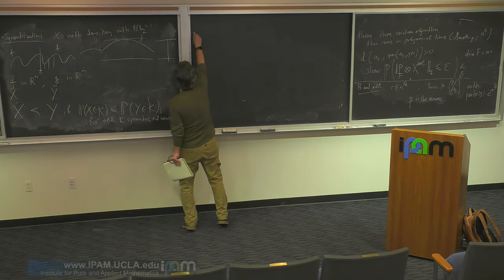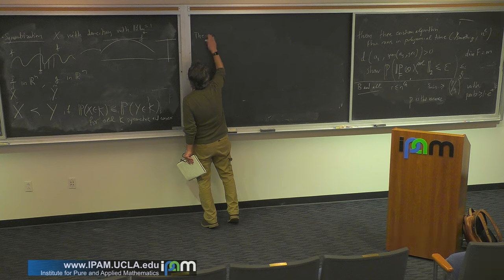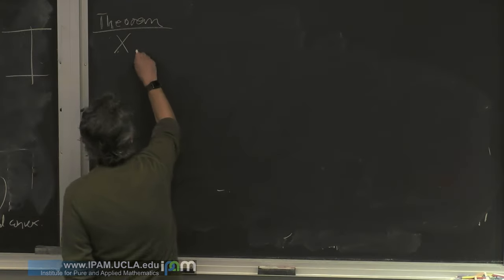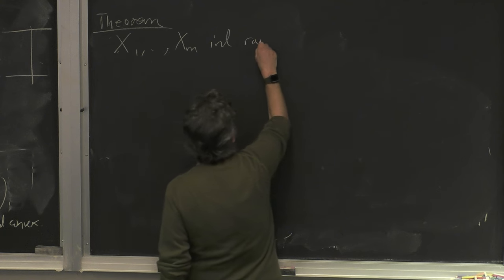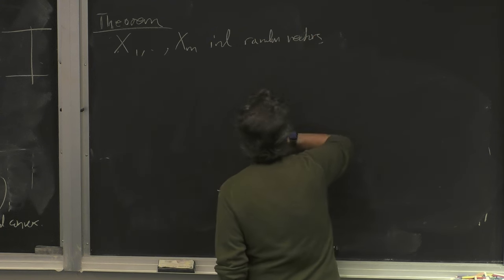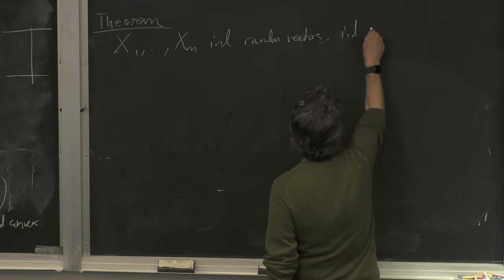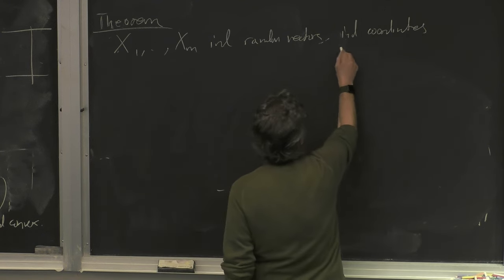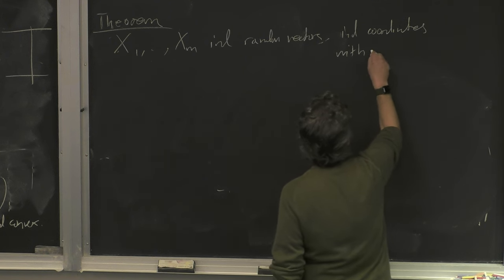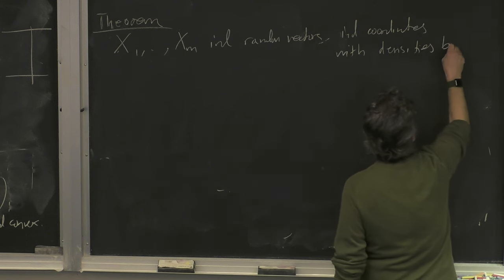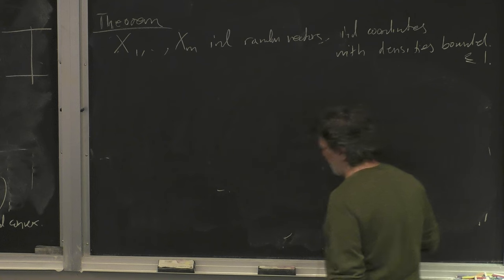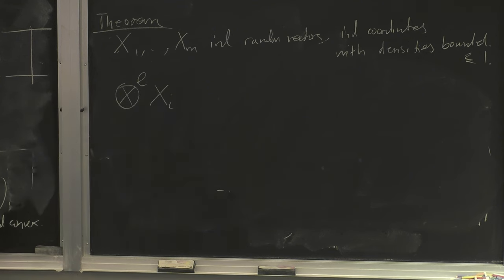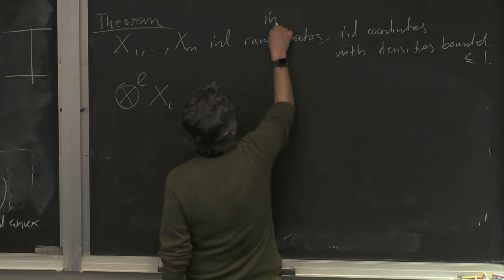What is the theorem? Because I think I will be completely out of time. The theorem that we proved is the following. Let's say that I have X1, ..., Xm, independent random vectors, and all of them have independent coordinates. That was also the situation until now. And all of them have densities that are bounded, and just as a normalization, let's say bounded by one. So these are in Rn.